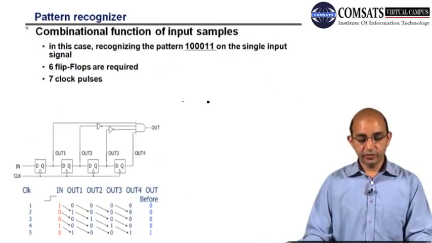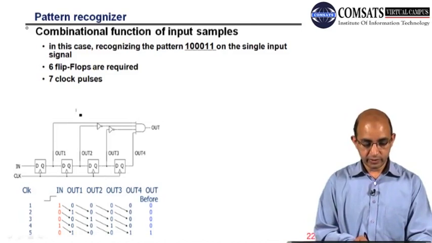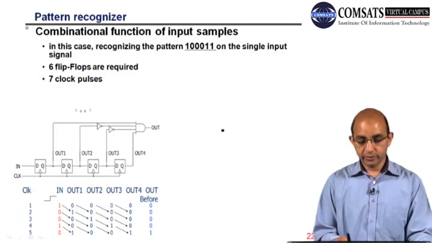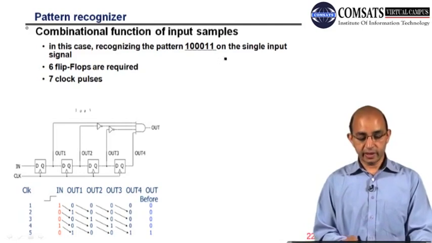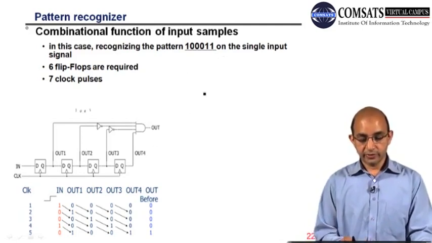So what do we need to do if we need to recognize 1, 0, 0, 0, 1, 1? This is the previous example where we had to recognize 1, 0, 0, 1. First of all, we have to decide: here we have 4 bits, so we need 4 flip-flops. Here we have 1, 2, 3, 4, 5, 6 bits, so we need 6 flip-flops.